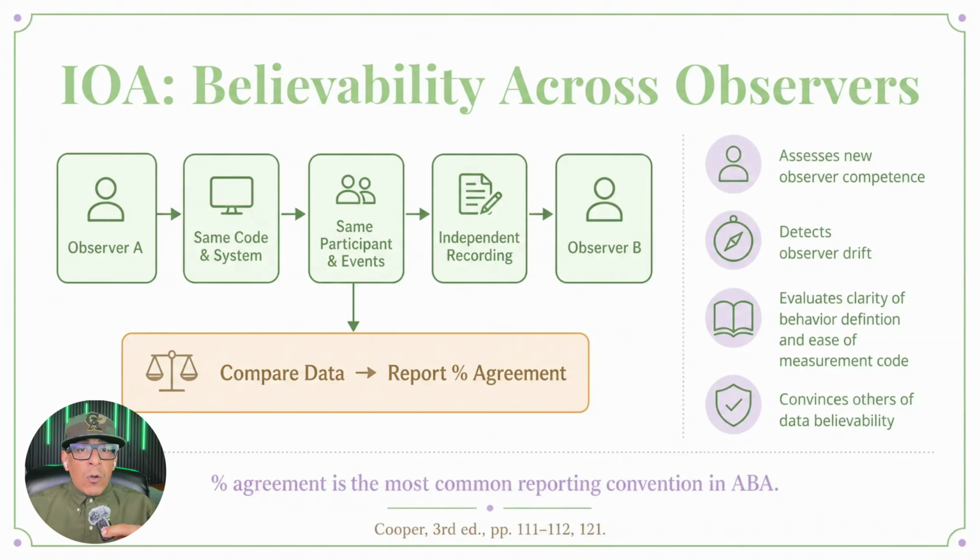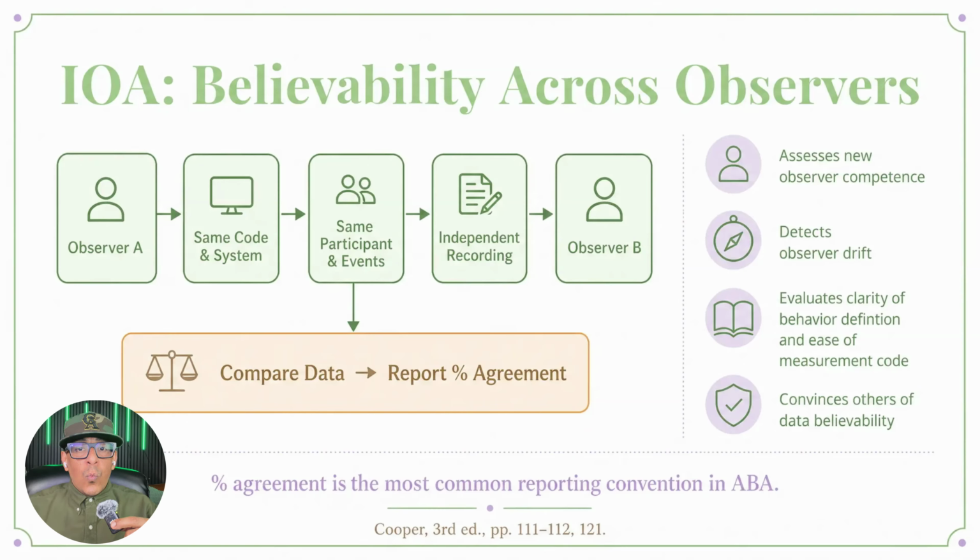Interobserver agreement, or IOA, is the most commonly used indicator of measurement quality in applied behavior analysis. IOA refers to the degree to which two or more independent observers report the same observed values after measuring the same events. IOA can help determine the competence of new observers. It can also detect observer drift.